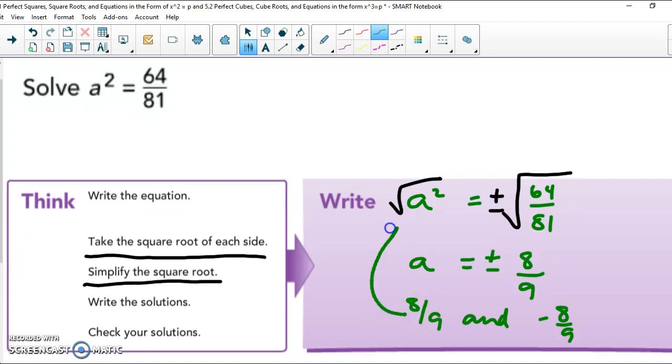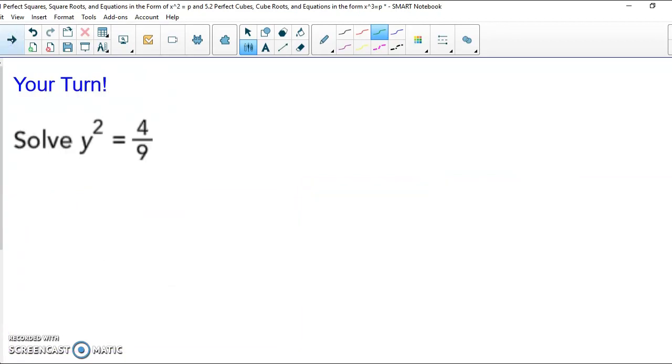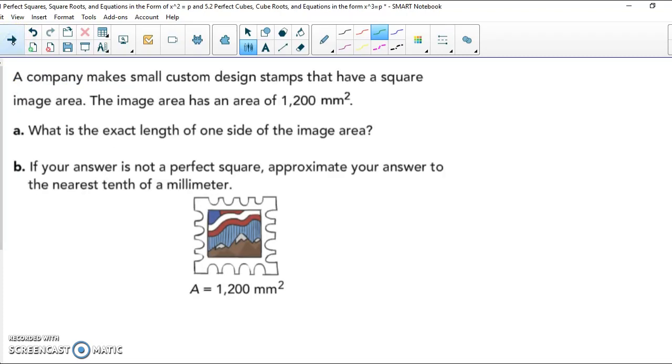If I put 8/9 in for A and then I square it, 8 times 8 would get me back to 64. 9 times 9 would get me back to 81. So we will go ahead and let you take a turn checking this one out. You can pause the video and solve this. I believe this will also be one of your quick check questions. And then let's look at a real life example.